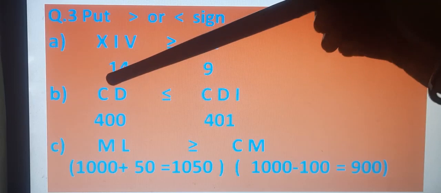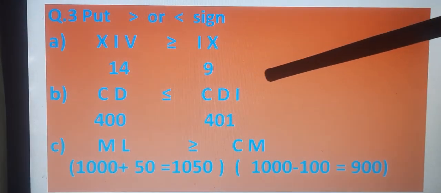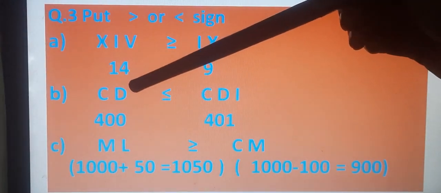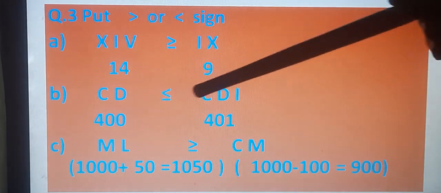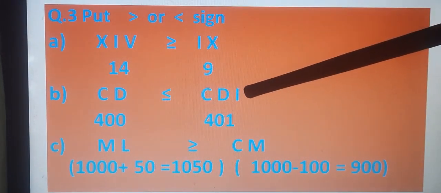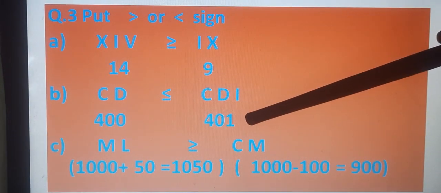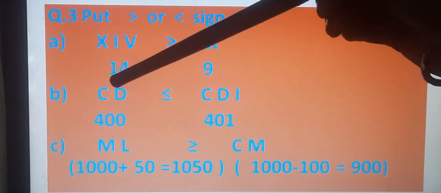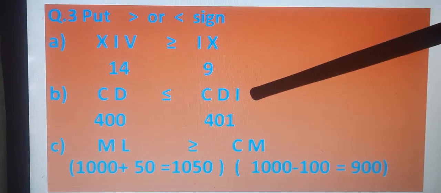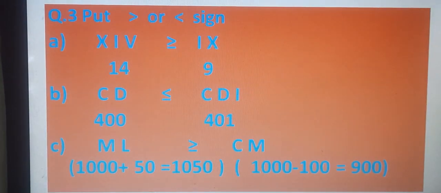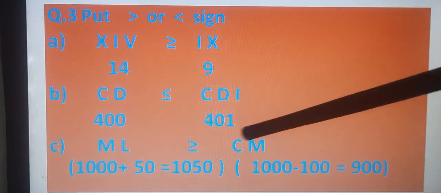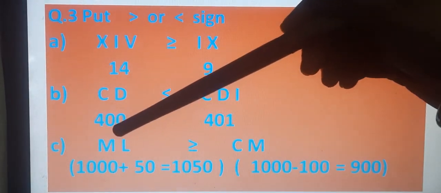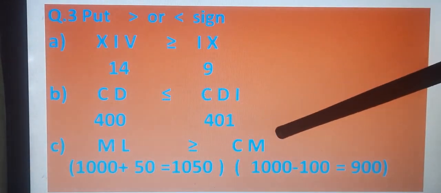CD, B part is there. CD, CDI. CD, अभी हमने किया था. CD is 400. CD 400 plus 1, 401. So 401 is greater than 400. Or we can say CD is less than CDI. Right? Next is ML dash CM.